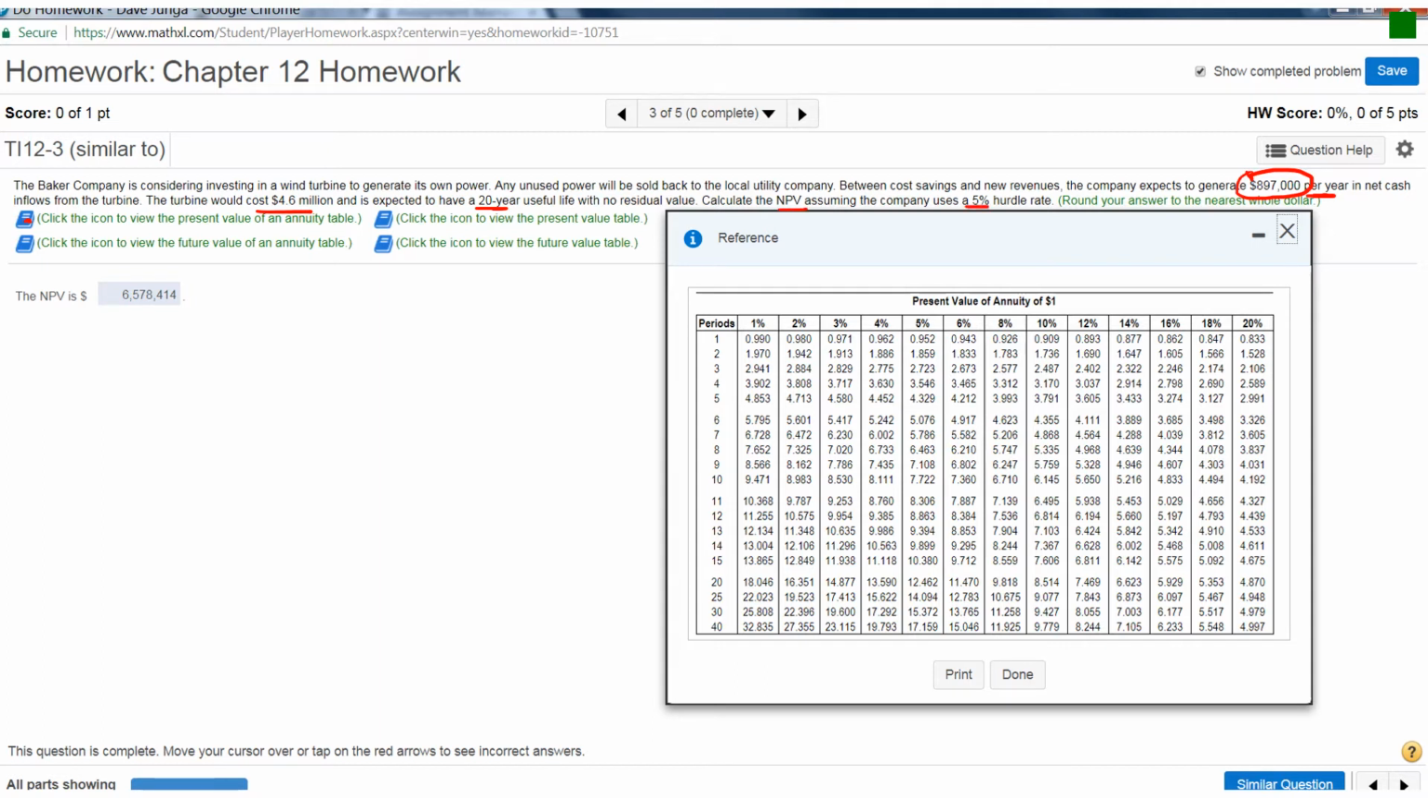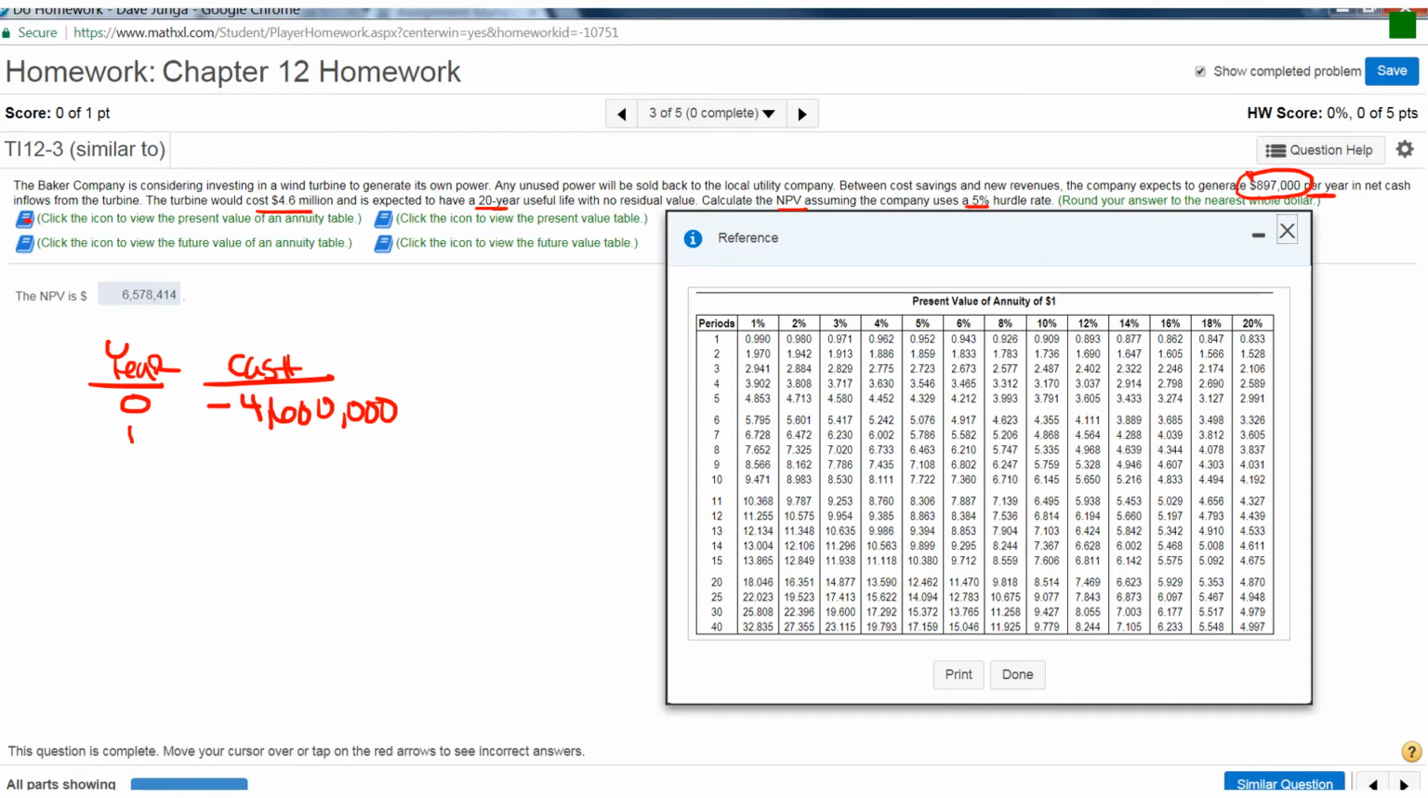That's going to be our interest rate. So again, the basic setup here is, I'm going to draw you a little picture. So we've got year 0, which is right now. So in terms of the cash, if they make an investment right now of cash, that's going to be a negative $4,600,000. That's a cash outflow. I'm just going to put a negative there just to remind you that that's a cash outflow.